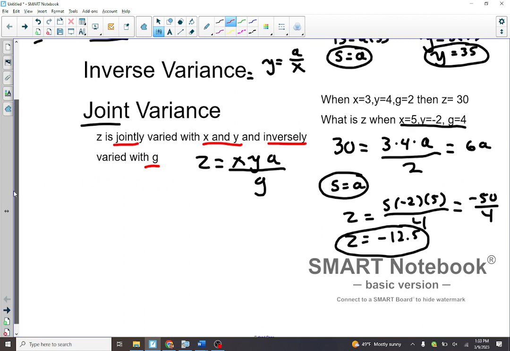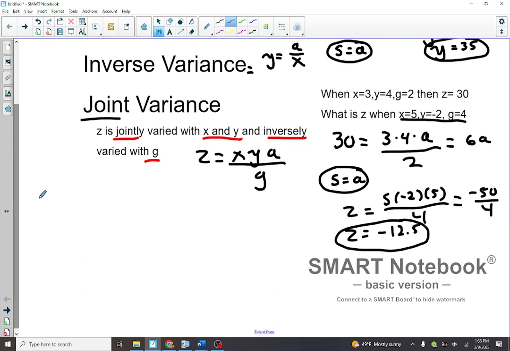This is a word problem, but it's the most simple word problem I can ever make. I'm not going to give you a story to it. It's just straightforward. 3 times 4 is 12. Oh, because you used what you got for a. So here's your a, this was your x, this is your y, this is your g. Essentially, on the first problem you're figuring out what a is, and then putting that value in to find z, or whatever I ask you to.